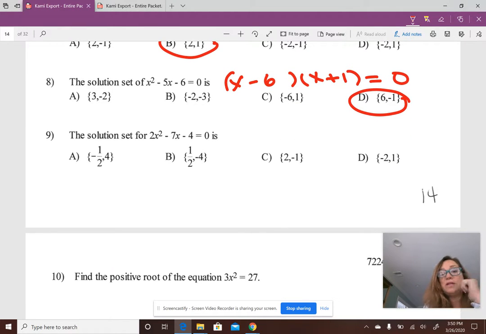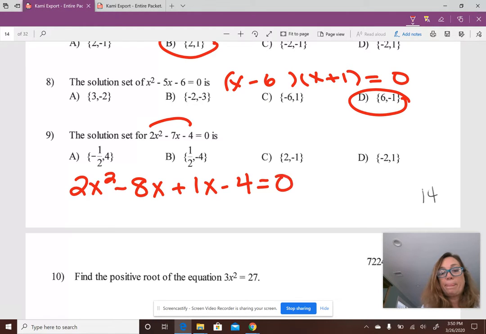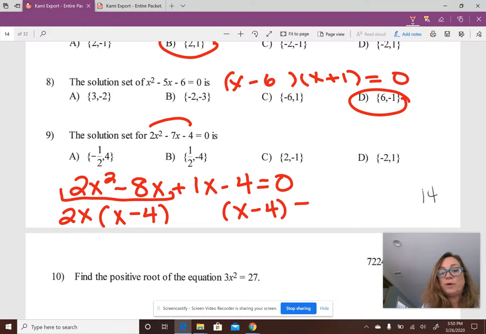Okay, so this one is a little bit harder to factor. It's one of the ones that you have to stretch. So I do 2 times 4, which is 8. I'm going to use negative 8x and positive 1x. From the front, I can pull out a 2x. And the leftover part, or the other factor part, is x minus 4. And that gives me a plus 1. So my factors are 2x plus 1 and x minus 4.